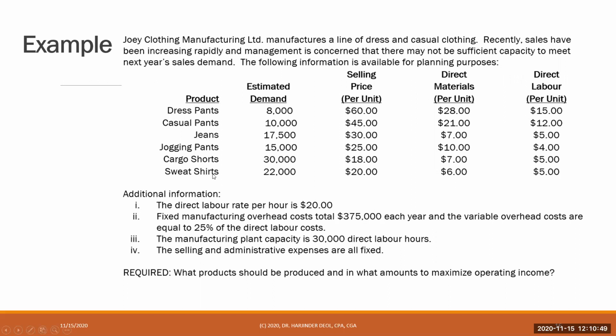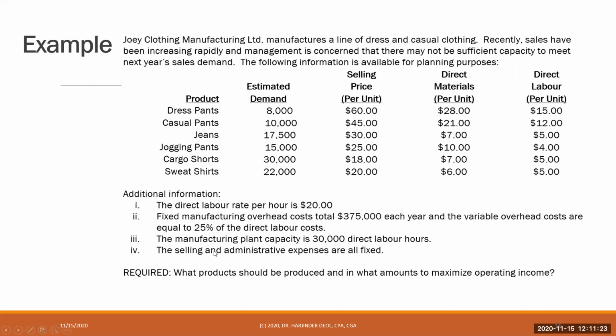So they've got 6 types of products: dress pants, casual pants, jeans, jogging pants, cargo shorts, and sweatshirts. You're given the estimated demand in units or pairs, as the case might be for the pants, the selling price, the direct materials cost per unit, the direct labor cost per unit. In addition, we're told that the direct labor rate is $20 an hour. The fixed manufacturing overhead costs total $375,000 each year, but that is not relevant to our decision.